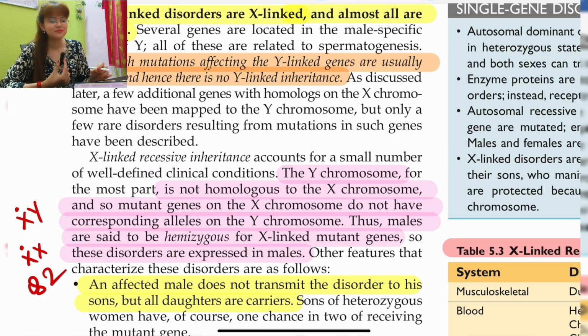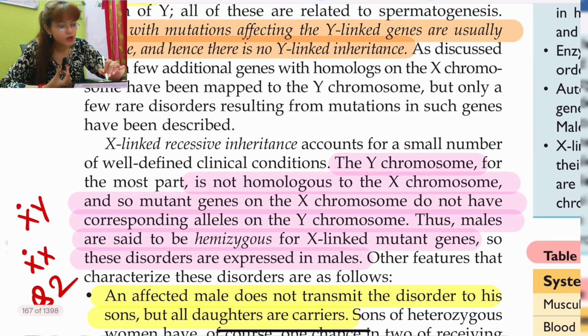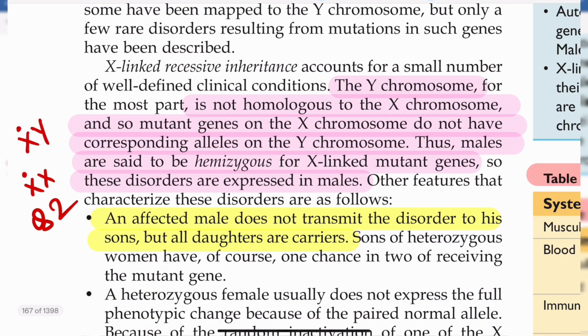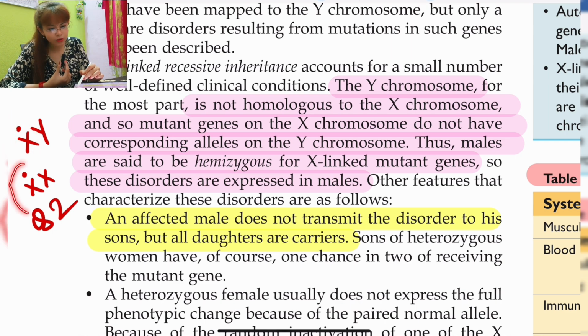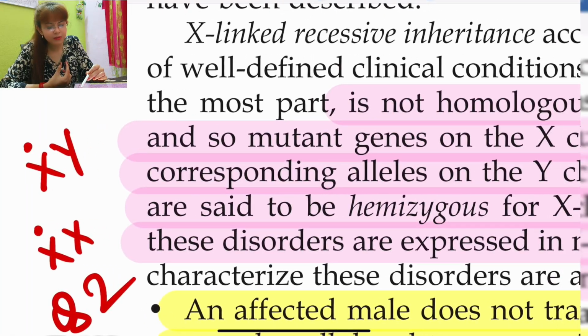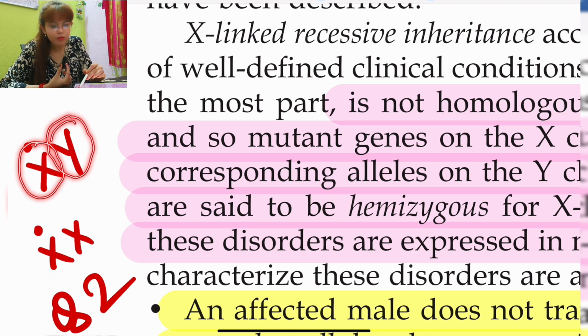Did you understand anything? What they are trying to explain is that the Y chromosome is not homologous to the X chromosome. If you see XY and XX, you can see that this X with a dot is the affected gene, and this X is also an affected or mutated gene. The Y chromosome is not homologous to the X chromosome, meaning whatever genes are on the Y are different from the X. So whatever deficiencies are there in the Y cannot be compensated by the X chromosome because they are not homologous.